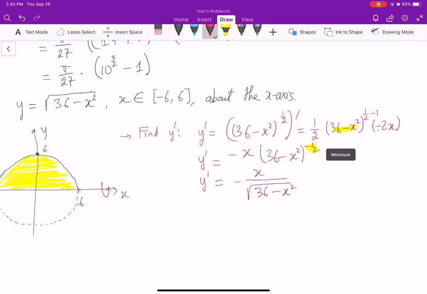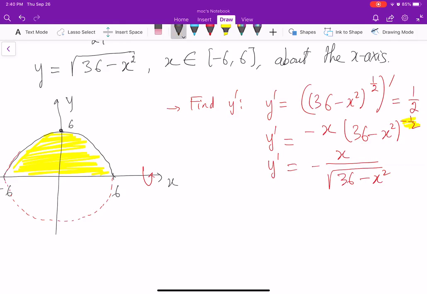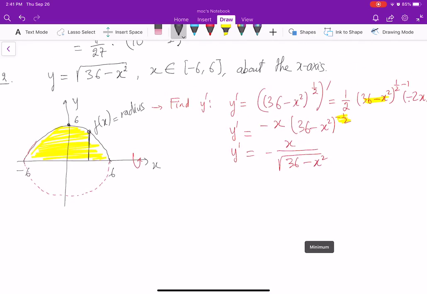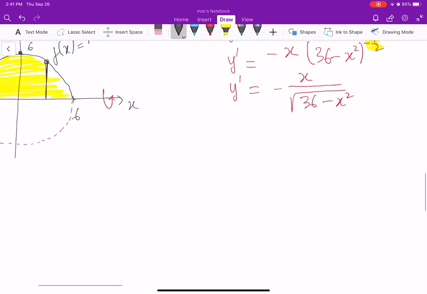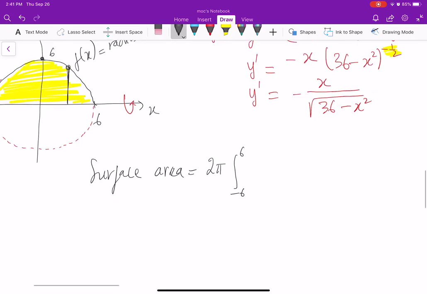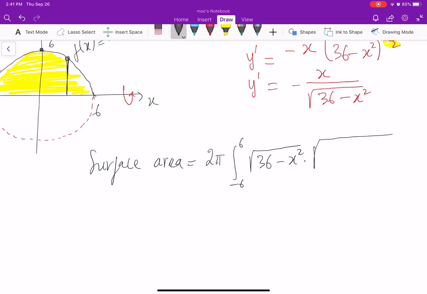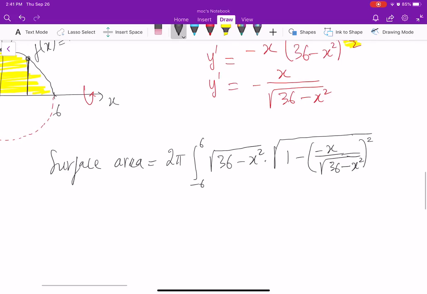Once we have the derivative, we just plug the derivative and the function into the formula, right? Here we don't have any problem with the radius, because the radius is again just equal to f of x, right? That is the radius. So let's plug everything into the formula. Surface area is equal to 2 pi integral from -6 to 6, f of x, which is the square root of 36 minus x squared. Inside I have the square root of 1 minus y prime squared, that is -x over the square root of 36 minus x squared, and then squared, dx.